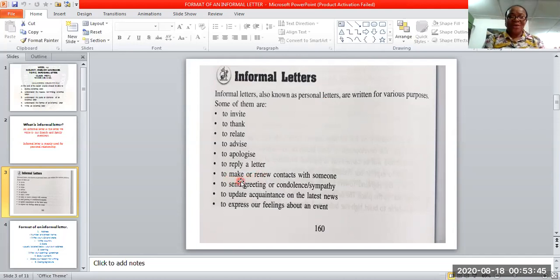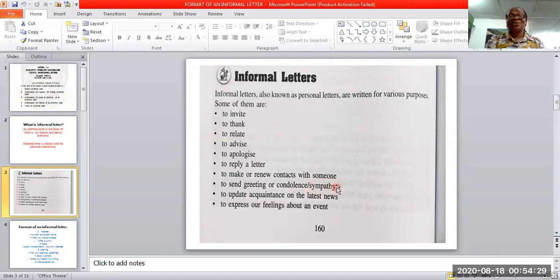Then also, we can write a letter to make or renew contact with somebody, your friend that you have not seen for a long time, your best friend. Okay, she's gone to Hawaii, and for some time you've not met, and then you know that she's coming back to Nigeria. You can write a letter to renew your contact, to find out where she would stay in Lagos. Now that she's back in Lagos, where would she stay? You need to write her a letter to get all this information and to renew contact so that you go and see her sometimes.